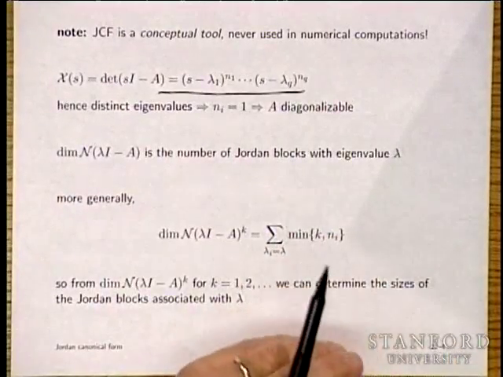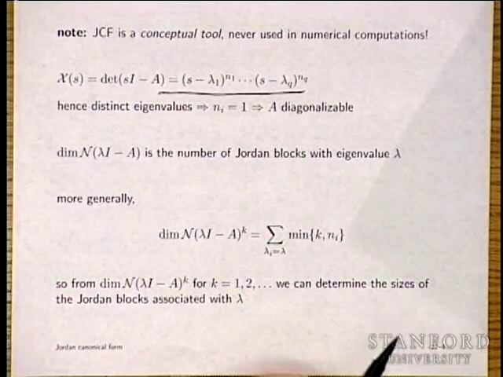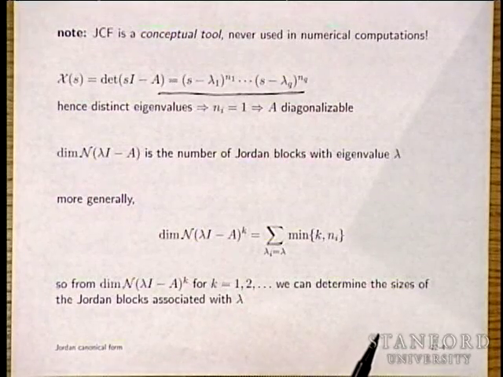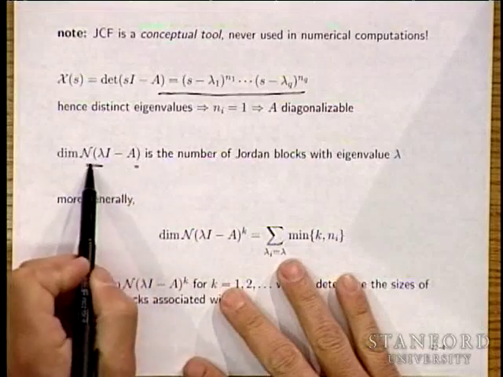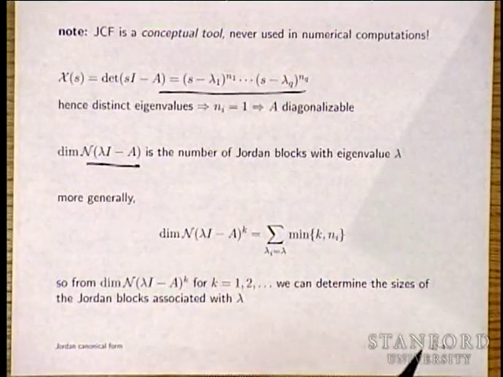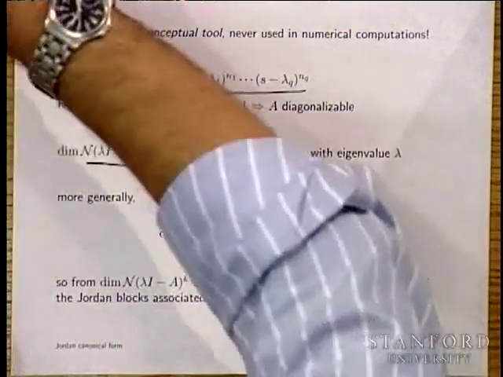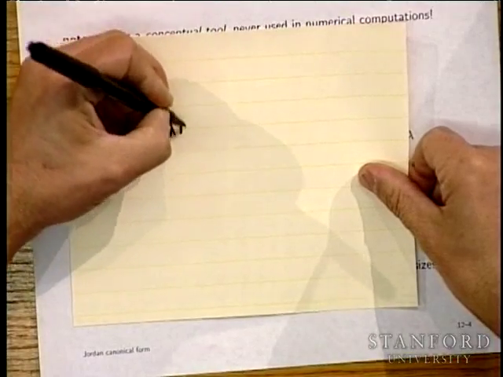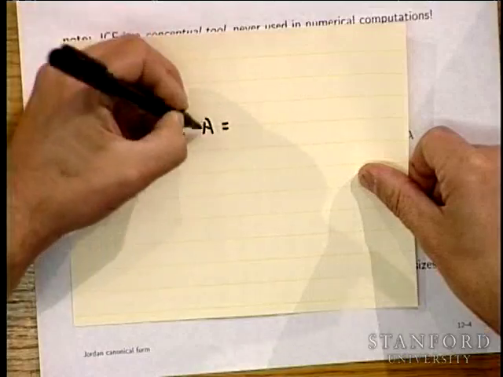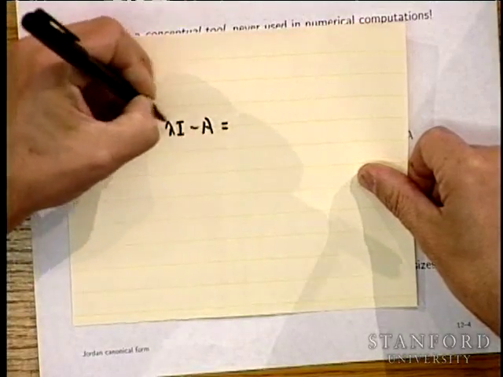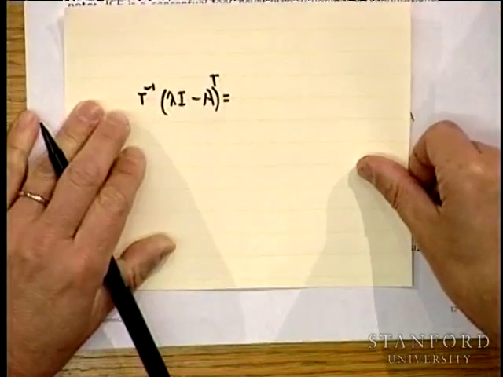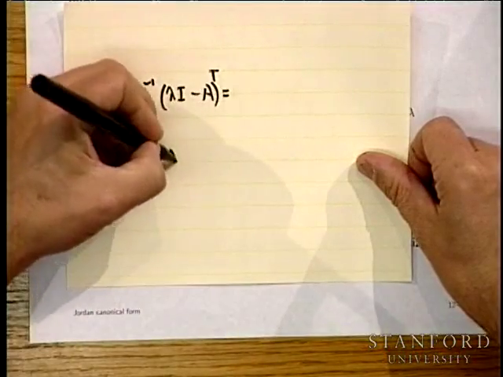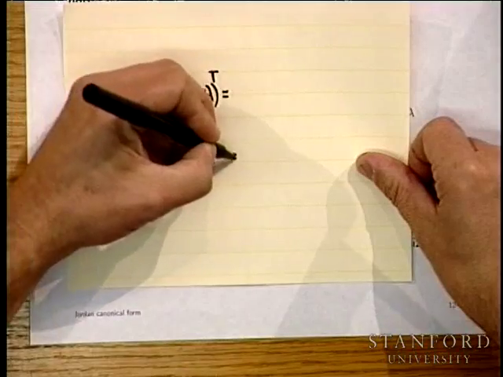It says that basically if the characteristic polynomial is a product of (s minus lambda I) to the block size I, then the null space of lambda I minus A has dimension equal to the number of Jordan blocks with eigenvalue lambda. We can check that by multiplying by T inverse and T, which annihilate each other.